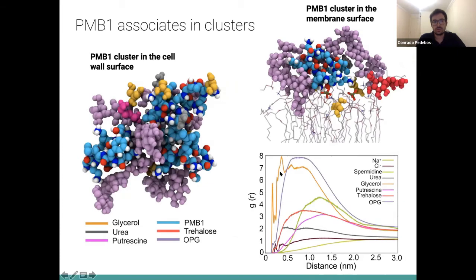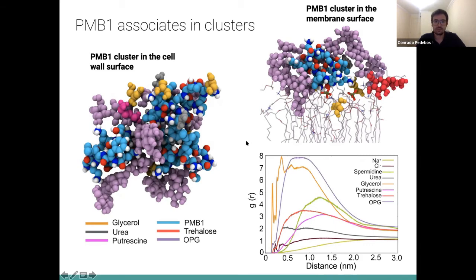We also looked at how PMB1 was interacting with osmolytes, and we saw that it can form clusters with the osmolytes. In this case, we give two examples of clusters, one forming on the cell wall surface with 3 polymyxins and a range of different osmolytes. And we also see clusters forming on the membrane surface interacting with the phospholipids.